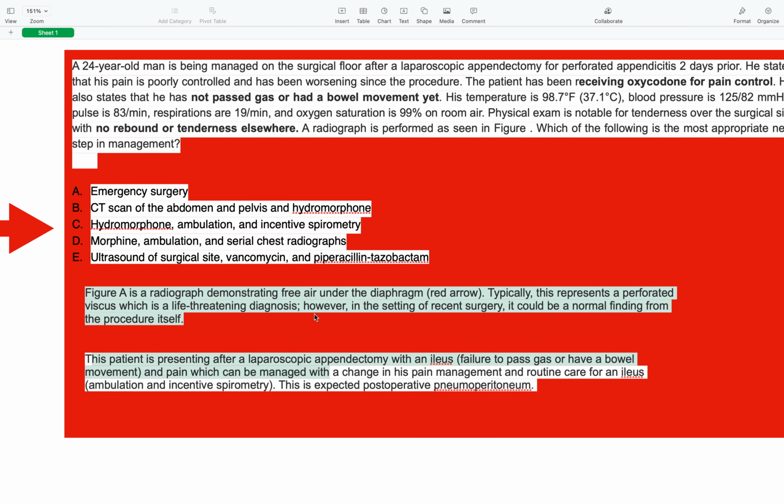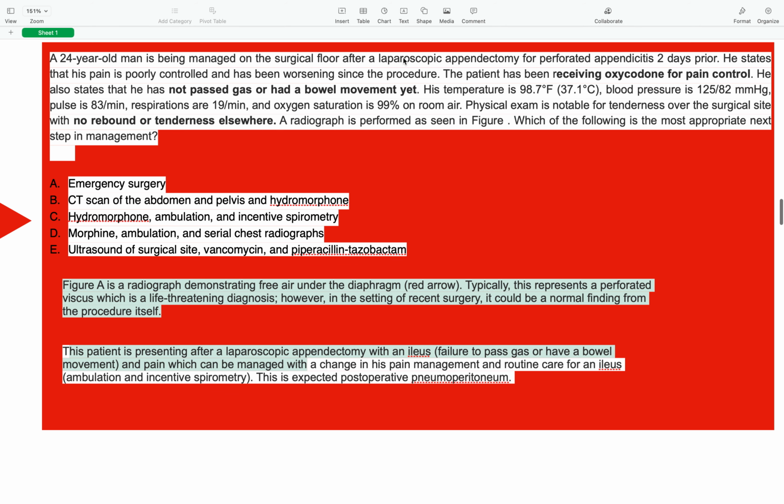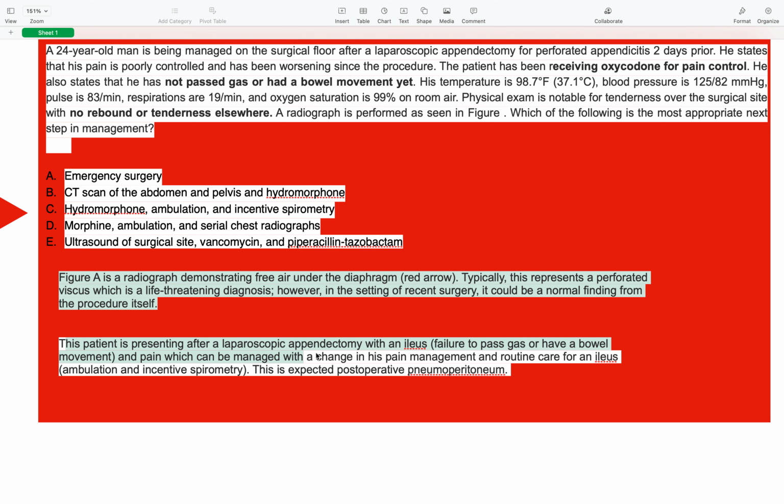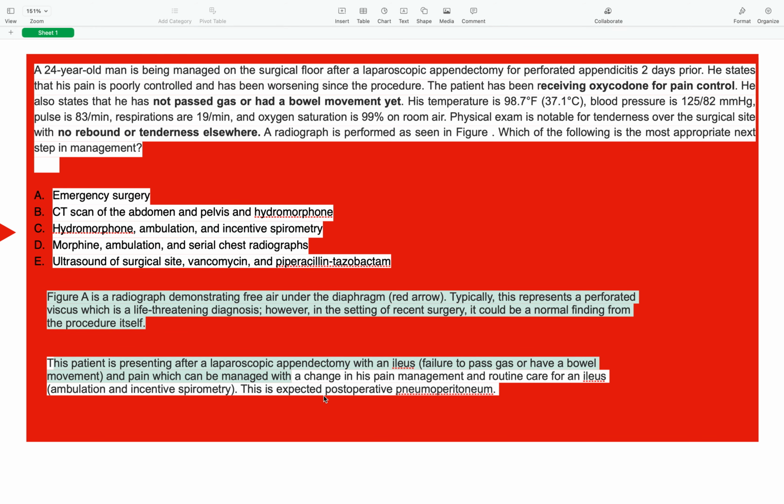Okay, so the reason is, although typically this represents a perforated viscus, which is a life-threatening diagnosis, in the setting of a recent surgery, like in this guy who has had a laparoscopic appendectomy, it could be a normal finding from the procedure itself. Okay, so this patient is presenting after laparoscopic appendectomy with an ileus. So here the pain is managed, and also ambulation and incentive spirometry. So it is expected post-operative pneumoperitoneum. So this is not an emergency.